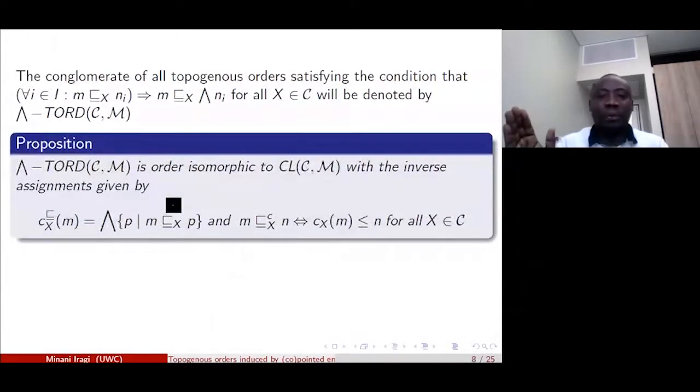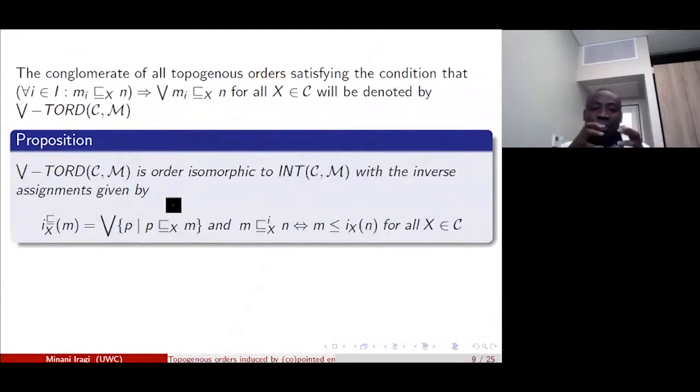Now, we have two classes of topogenous orders that play a very important role. The first class is the class of those orders that preserve meet, and the second class is those orders that preserve join. They play a very important role in the sense that the conglomerate of all the topogenous orders that preserve meet is isomorphic to the conglomerate of all closure operators, while the conglomerate of those topogenous orders that preserve join is isomorphic to the conglomerate of all interior operators. And this relationship between the closure, interior, and topogenous order allows us to use the topogenous order to study at the same time the closure and interior operators.